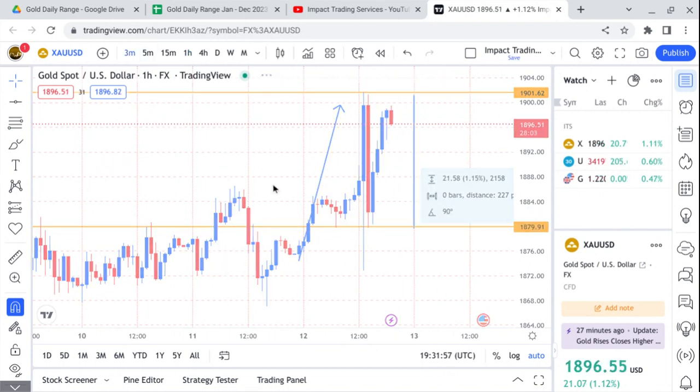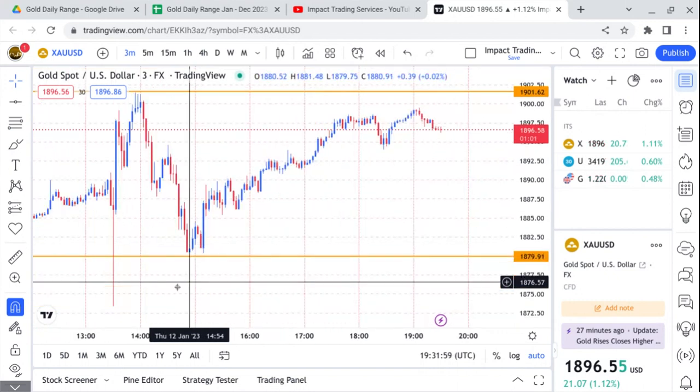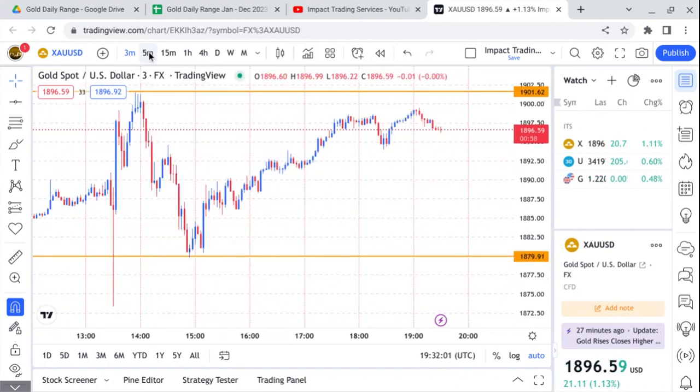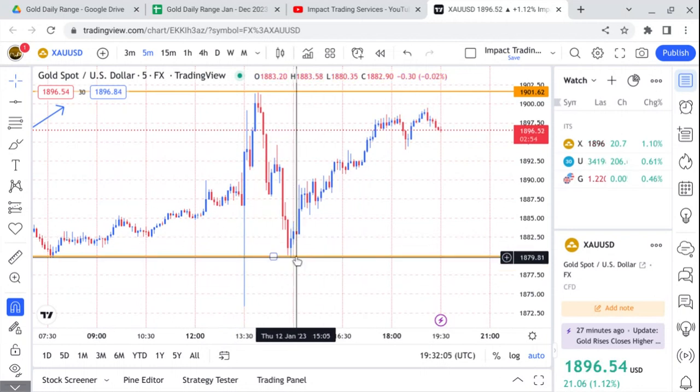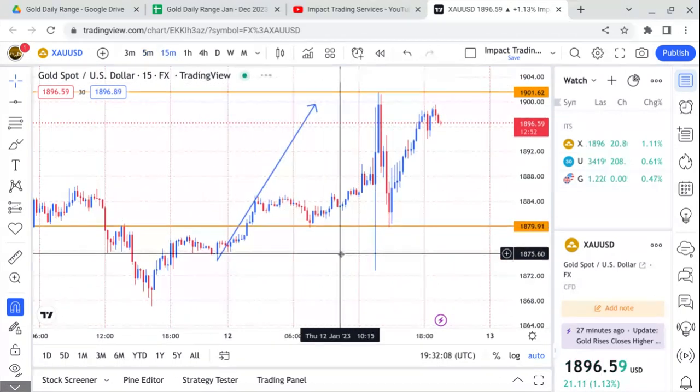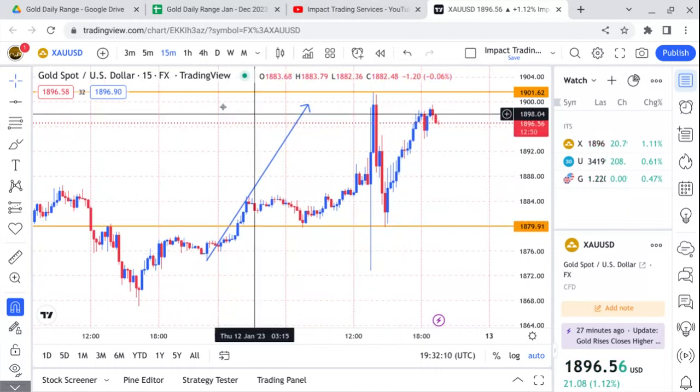And then we get trade signals at both. That's a pin bar on the 3. Those are pin bars on the 3, 5, 15. And then we can get in a trade there.